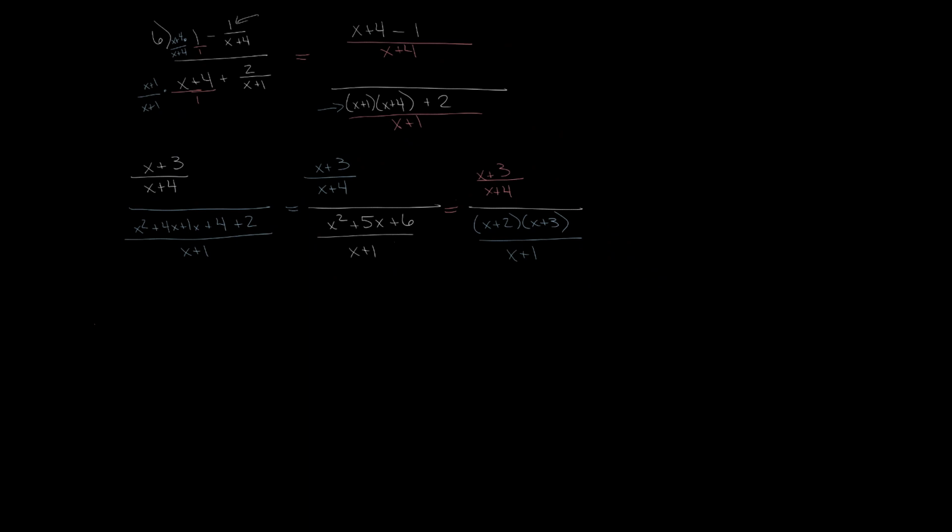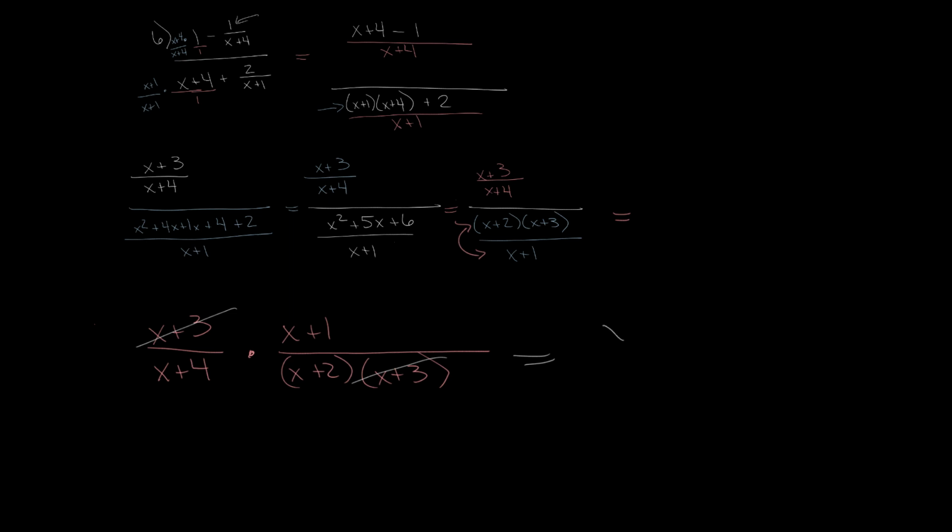All right, so when I have a complex fraction, I'm going to multiply by the reciprocal of the denominator, right? So I get x plus 3 over x plus 4 times, I'm going to multiply by the reciprocal here, so x plus 1 over x plus 2 times x plus 3. Is there anything at all that I can cancel out? Yes, there is. It's x plus 3. That's as far as I can go. So my final answer would be x plus 1 over x plus 4 times x plus 2.